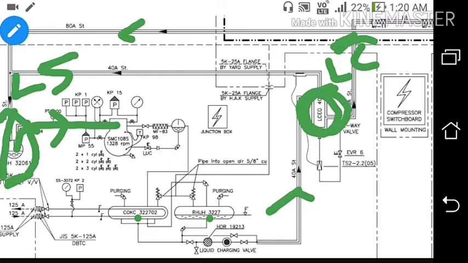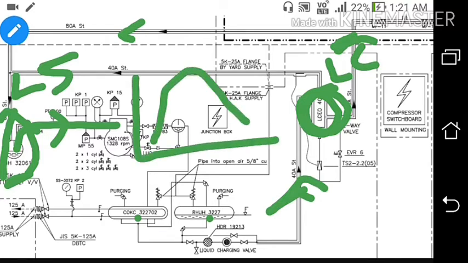What is the function of this liquid cooler? The liquid cooler is there to subcool the refrigerant after the condenser. In the diagram we subcool the refrigerant from here. After the condenser we subcool the refrigerant to prevent flash gas going into the expansion valve and causing incorrect regulation of the refrigerant. So this is the use of this liquid cooler: to subcool the refrigerant after the condenser.